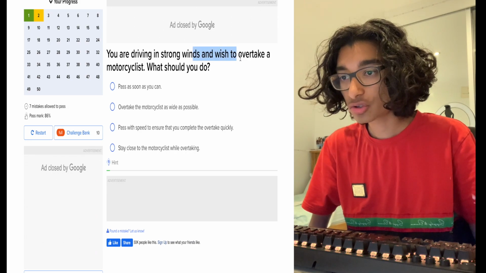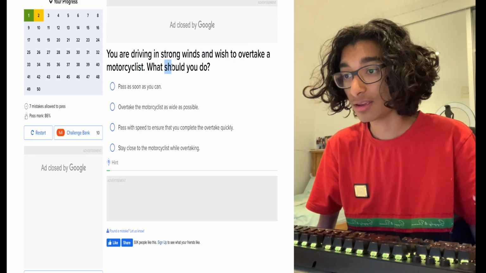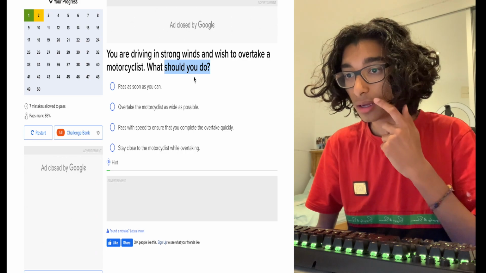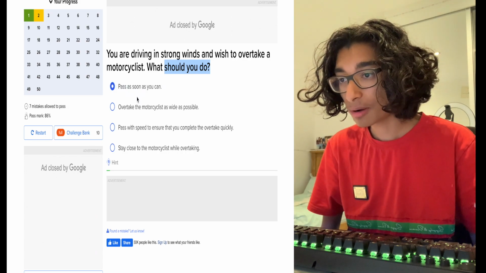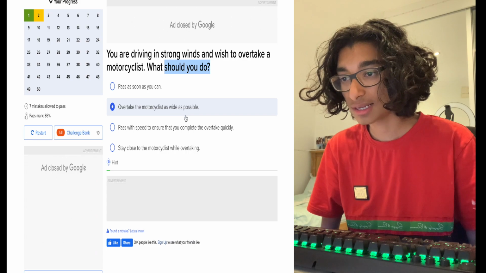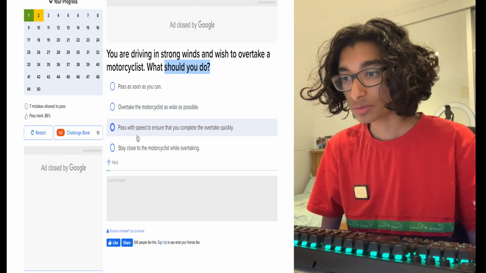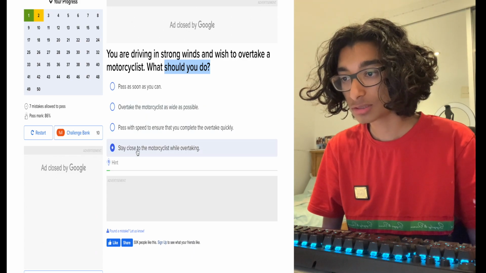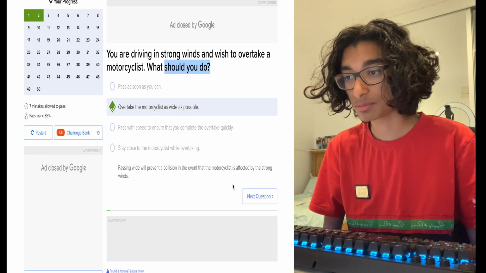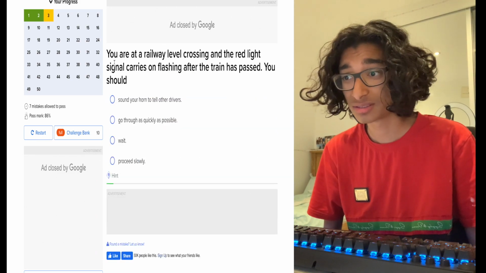You're driving in strong winds and wish to overtake a motorcyclist. What should you do? Pass as soon as you can? No. Overtake the motorcyclist as wide as possible. Pass with speed? No. Stay close? No. It has to be as wide as possible. Again, common sense. Who doesn't know this?